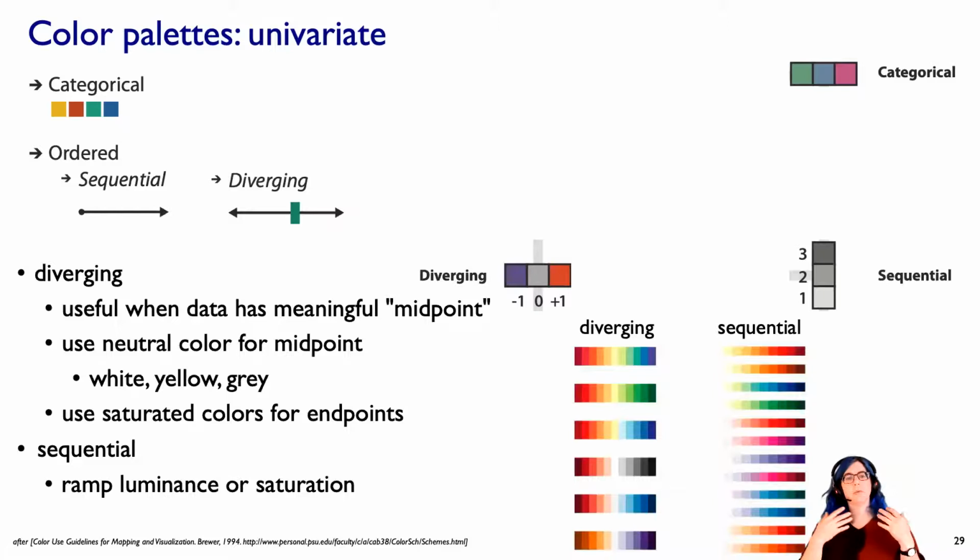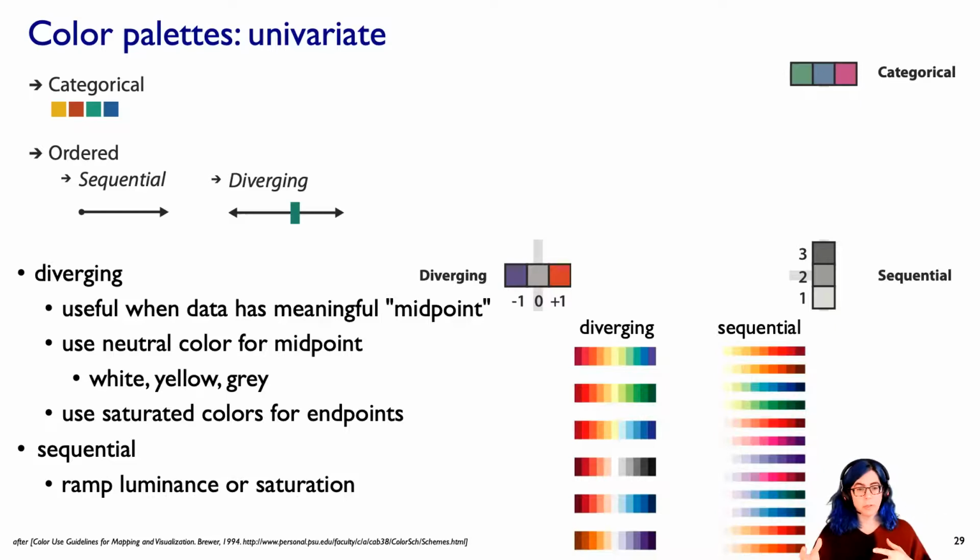So if you have ordered data, then we really distinguish between sequential and diverging. So sequential is when you're going from min to max, and diverging is when there's some semantically meaningful midpoint. Typically, we're going to use a neutral color for that, like white or yellow or gray, and then we'll pick a saturated color for each of these endpoints. And we see a bunch of examples of these diverging palettes, some with yellow, some with white midpoints.